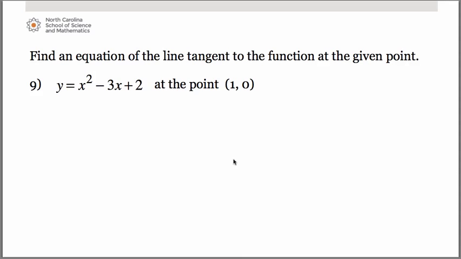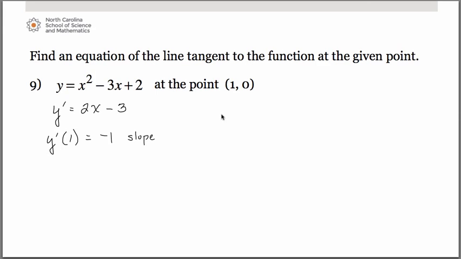So now it's just a little bit faster because we have the power rule to use in order to get that slope. So if we apply the power rule to this, we would have y prime equals, that would just be 2x minus 3 for our derivative. Now our slope is going to come from doing y prime at 1. So if we substitute 1 in for our x, we end up with a negative 1. So that, remember, gives us our slope.